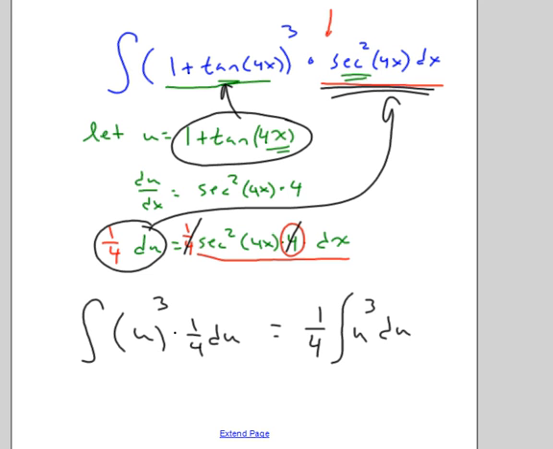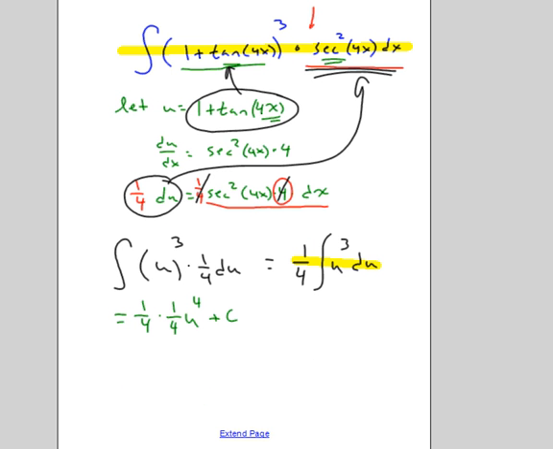And now, if we think about our original integration compared to our u substitution integration, it becomes significantly easier. So we get that this equals 1/4 times 1/4 u to the 4th plus c, where this is just the evaluation of the integral of u cubed, making sure that we have the plus c, always plus c.